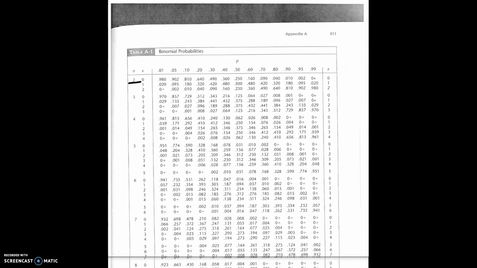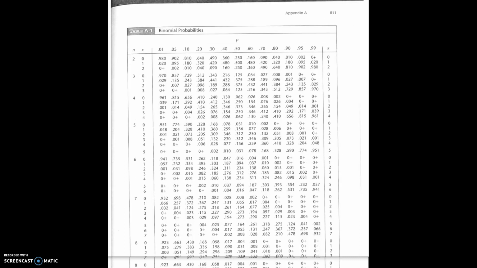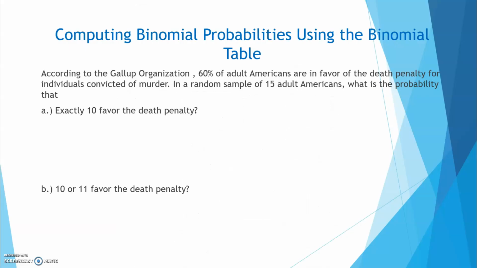Now to the side of that, notice if your max number is 2, it's always going to start at 0 and go to this max number. So it went from 0 to 2. And then say for 6, it went from 0 up to 6. Let me just show you an example here. According to the Gallup organization, 60% of adult Americans are in favor of the death penalty for individuals convicted of murder. In a random sample of 15 adult Americans, what's the probability that A, exactly 10 favor the death penalty?